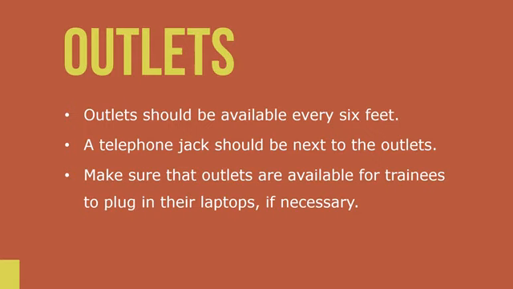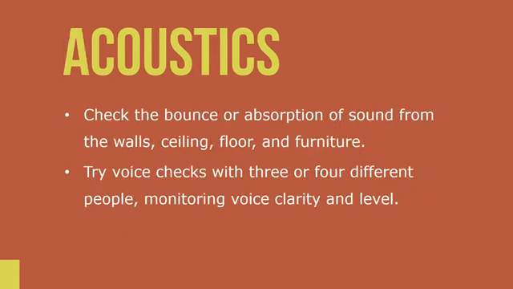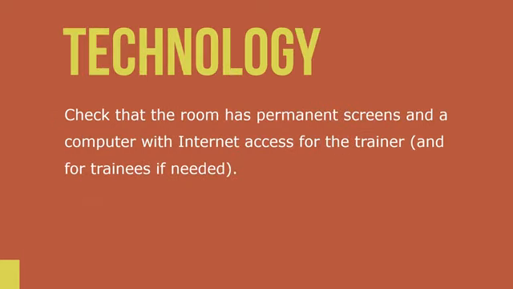Outlets. Outlets should be available every 6 feet. A telephone jack and internet access should be next to outlets. Make sure that outlets are available for trainees to plug in their laptops if necessary. Acoustics. Check the bounce or absorption of sound from walls, ceiling, floor, and furniture. Try voice checks with 3 or 4 different people, monitoring voice clarity and level. Technology. Check that the room has permanent screens and a computer with internet access for the trainer and for trainees if needed.